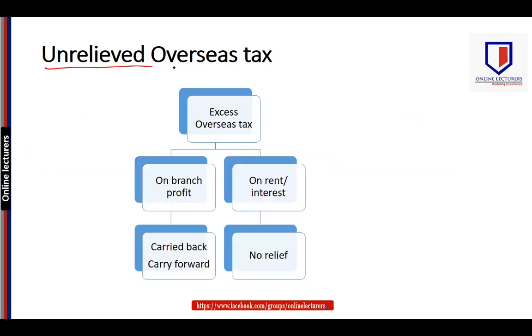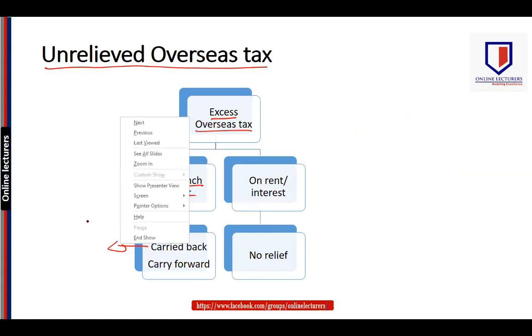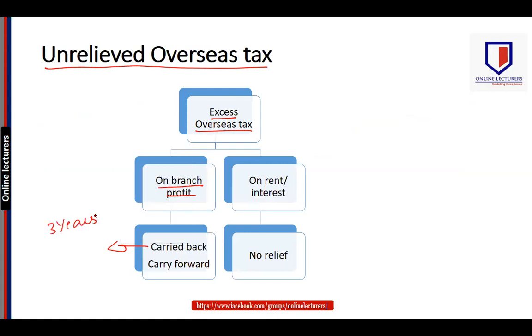Any unrelieved overseas tax, that is excess overseas tax, if it is related to branch profit, then the carry back method can be used, and it can be carried back for 3 years against UK corporation tax from the same branch, and it can be carried forward against the UK corporate tax on profit from the same branch. So in both cases, the same branch concept is important. And if it is excess overseas tax on rent or interest income, then no relief is available.